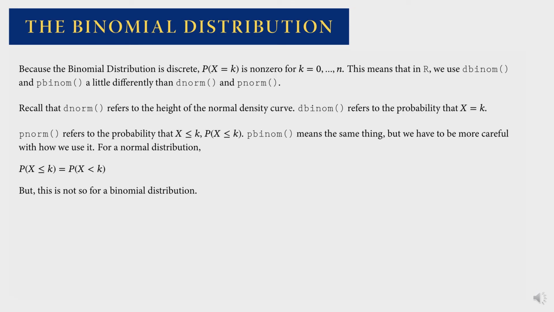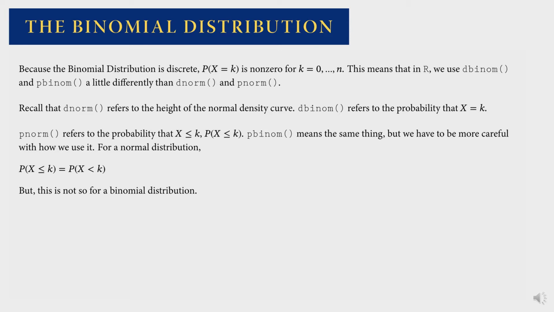To find binomial probabilities in R, we use dbinom and pbinom. These are similar to the commands we use for the normal distribution, but because the binomial distribution is discrete, the dbinom command is used to find probabilities rather than the height of a density curve.